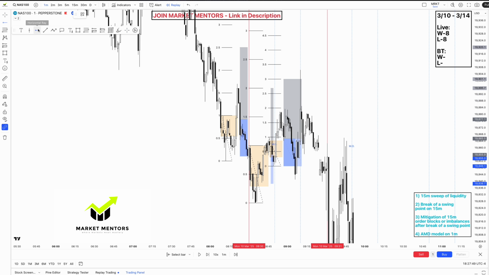It was 1 for 3 that day. Nothing formed in Asian session, so still a profitable day just based on proper risk management practices, and move on to the next day. So that's just what I actually took Monday.